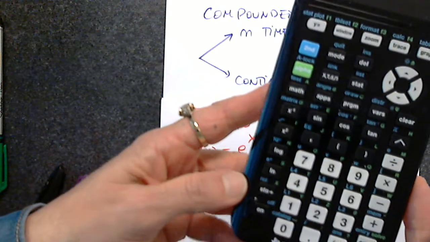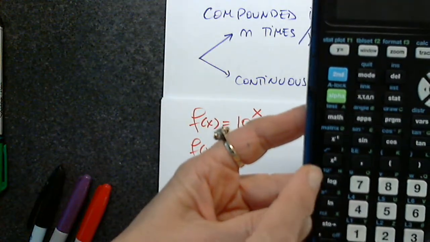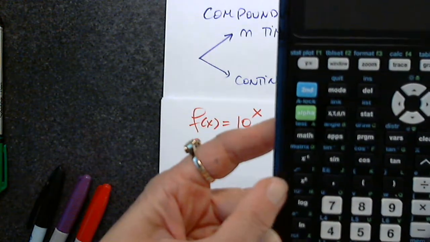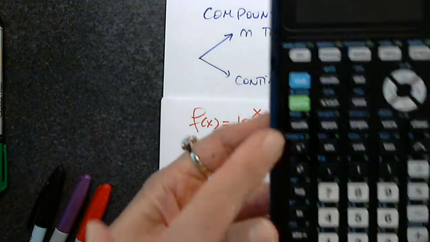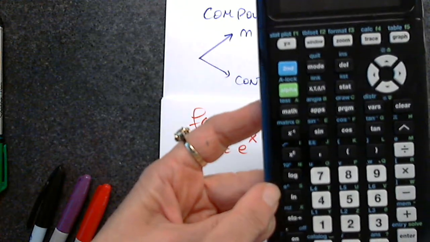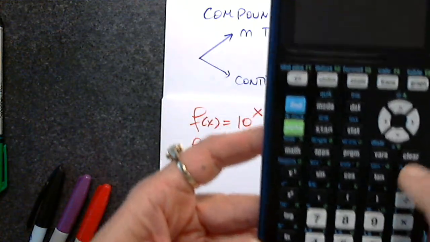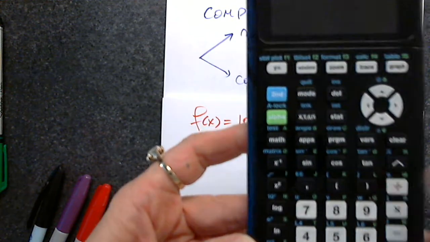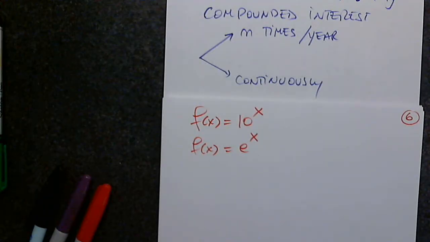If you look at the graphing calculator, you will see this 10 to the x right here, and you have to activate it with a second. With a second again, e to the x. And this e is so important that it also has its own key alone, just e.